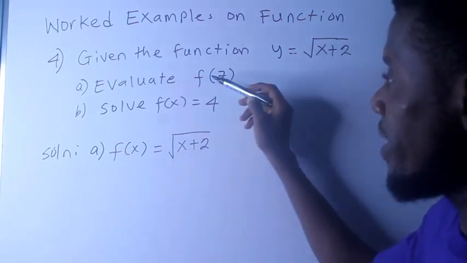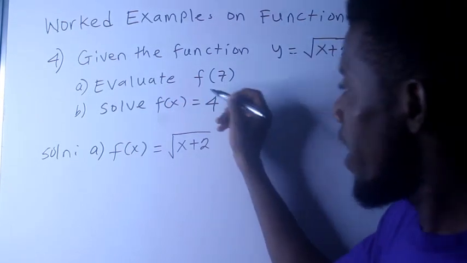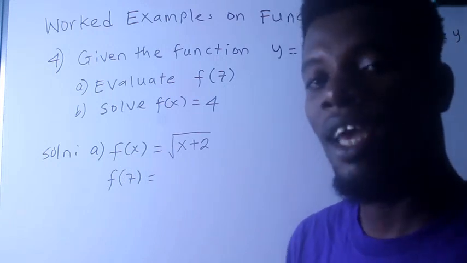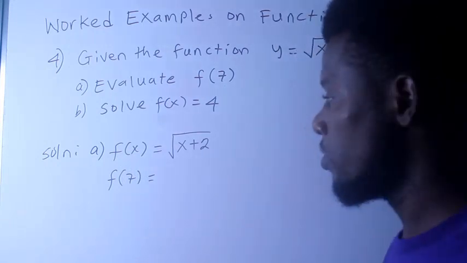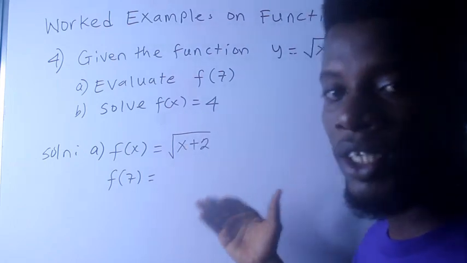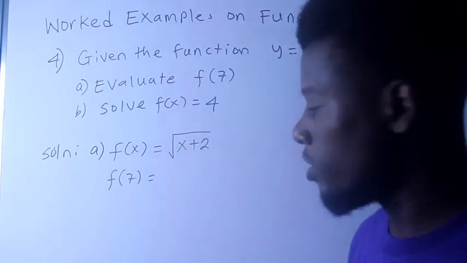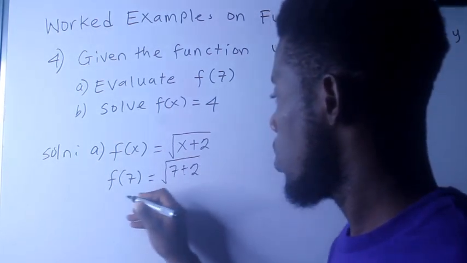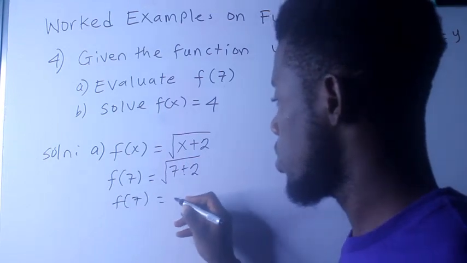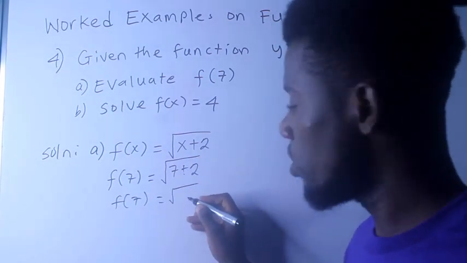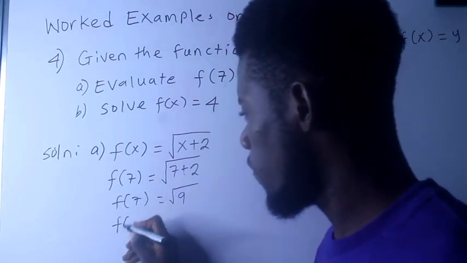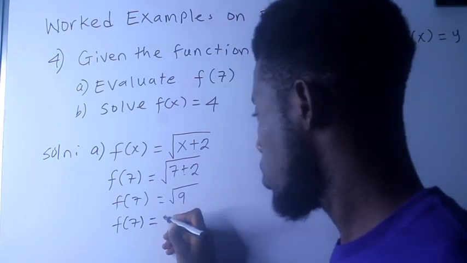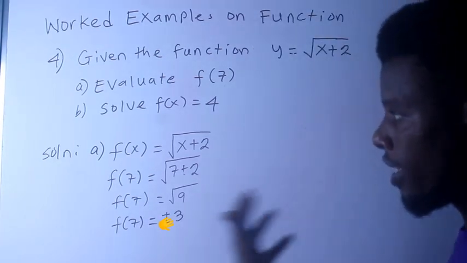Now we are told to evaluate f of 7. So to find f of 7, what will you have as the output value if you put 7 into the function as an input value? Anywhere on the right hand side you see an x, you replace it with 7. That's all. So f of 7 is equal to the square root of 7 plus 2. That's the square root of 9, so f of 7 is 3. Now let's do the next example.